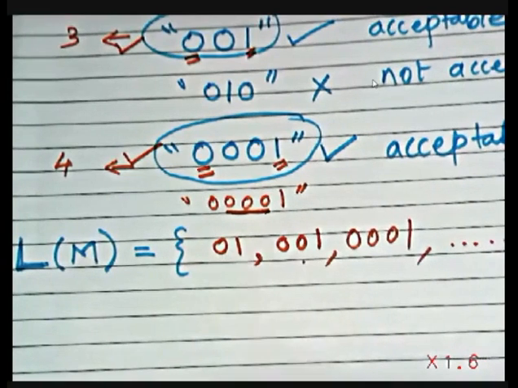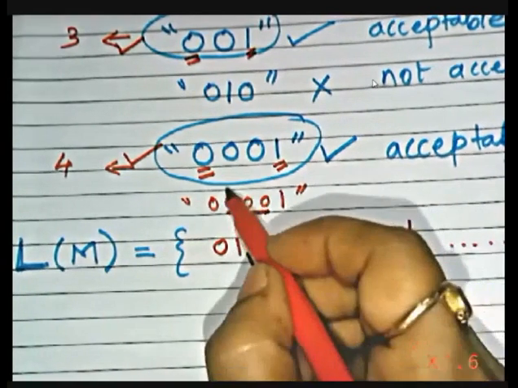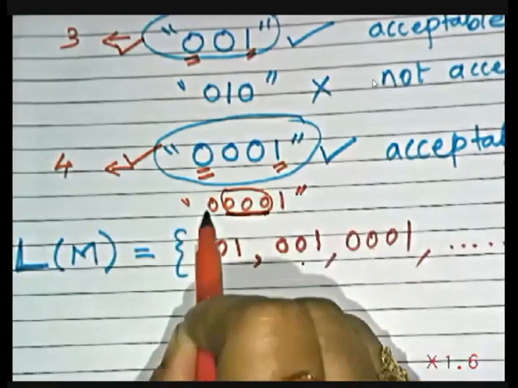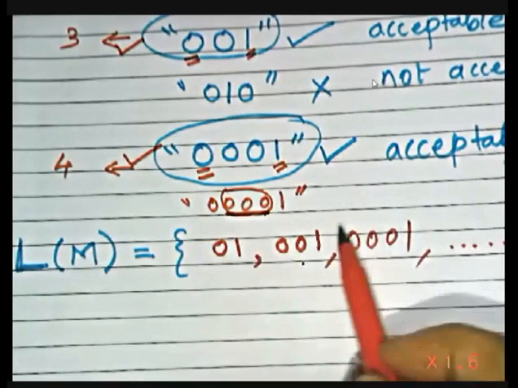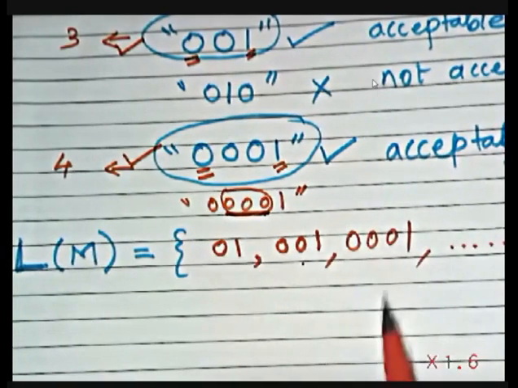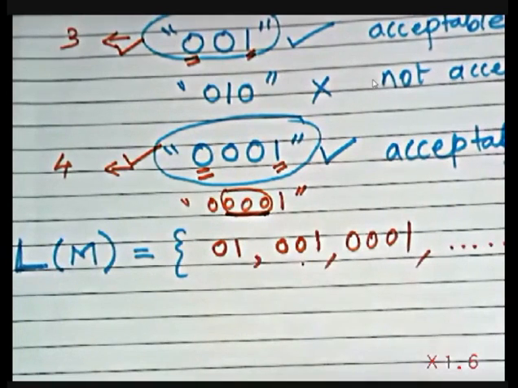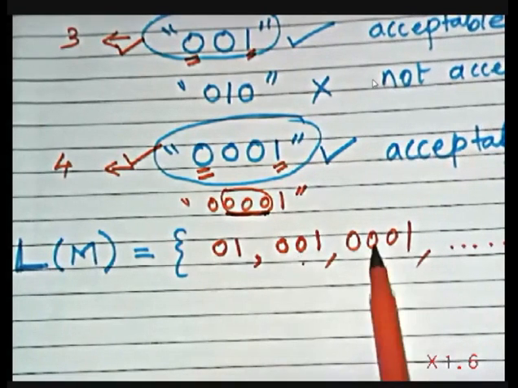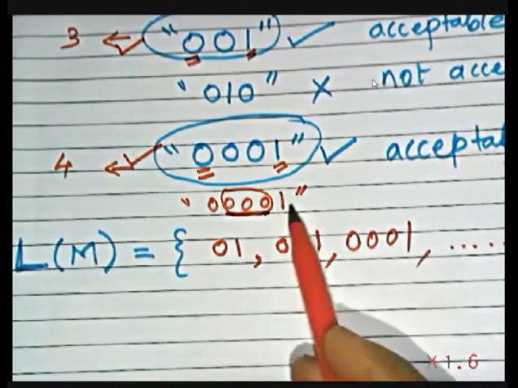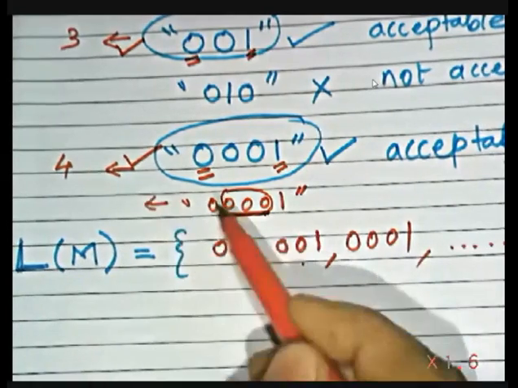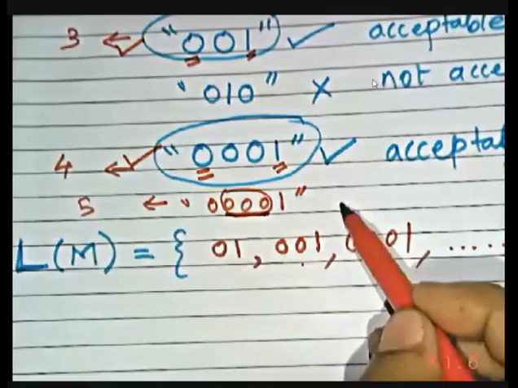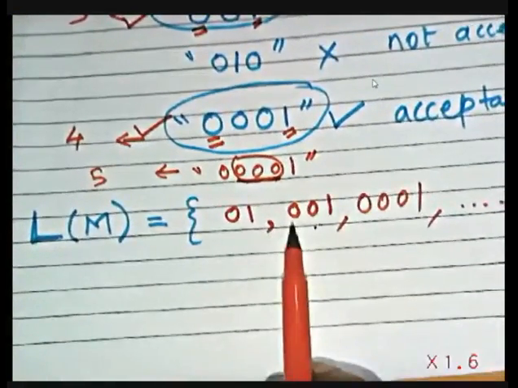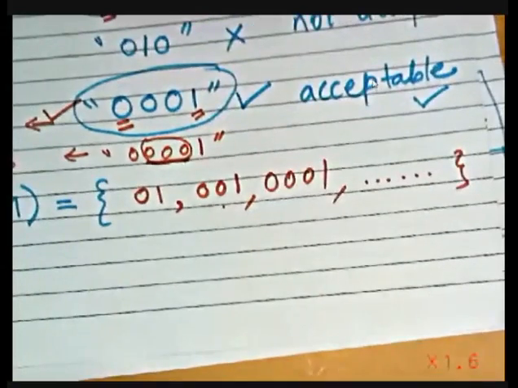So I can have any number of zeros in the center, where it is necessary that my starting should be 0 and my ending should be 1. So like this, any strings can be generated, like 0 1, 0 0 1, 0 0 0 1. Now I can have any size. Here the size of this string is 5. So I can have any size of string which can be part of this language.